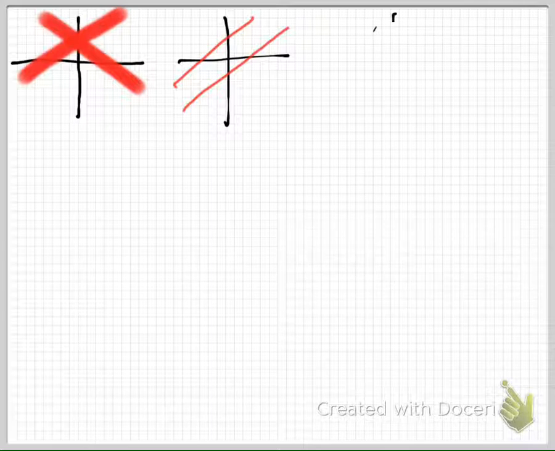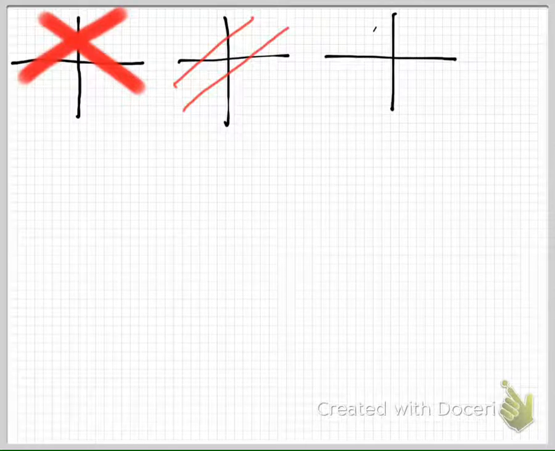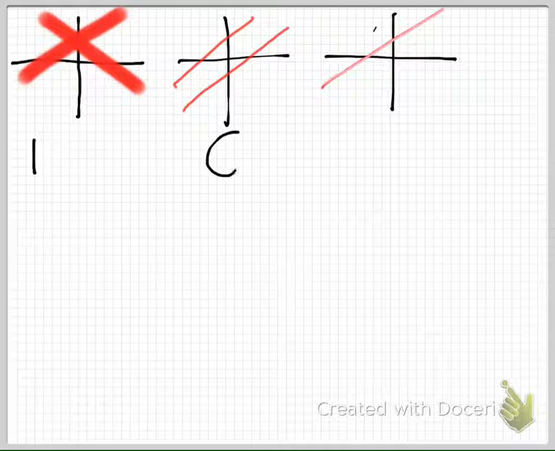Okay? Now, the third type of graph, so there's our first line, and in pink I'm going to put our second line. Well, they're the exact same line. So where do they touch? They touch everywhere. So this is an example of an infinite solution. Okay? So this is 1, this is 0 solutions, and this is infinite solutions.